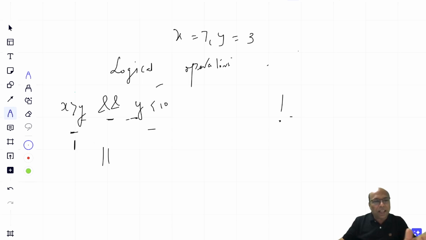If the left hand side is 1, if the left hand side is non-zero, it is going to solve the right hand side. Remember, it's going to solve the right hand side. So y is less than 10. What am I going to get? 1. 1 and 1 is 1. That means if there is a non-zero value on both sides, it is going to produce 1.